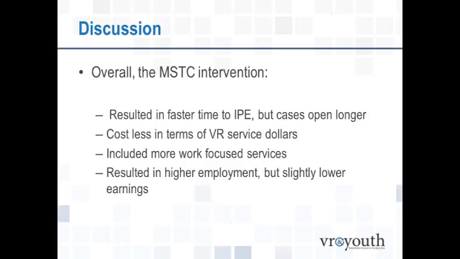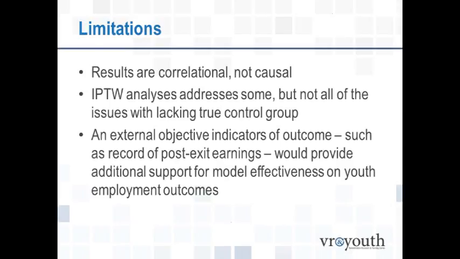The implications of this, I'll discuss soon, but I want to talk about limitations first, which is on the next slide. So these results are correlational, not causal. What that means is that it's more likely because of the intervention that these youth had different outcomes, but it doesn't mean that the intervention caused the outcomes, because we don't have a true comparison group, or it wasn't a randomized controlled trial where people were randomly selected to participate.